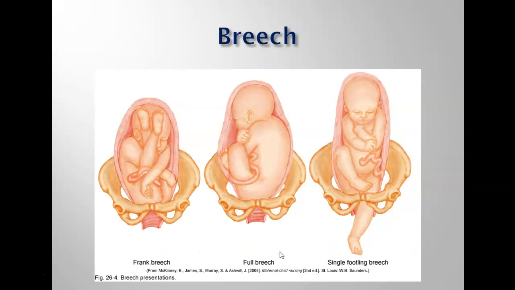In a breech presentation, you could have 3 different types of breech. You could have a frank breech, where the legs are straight up in a pike position. You can have a full, or what we call complete breech, where the baby's sitting with their legs crossed and their hips flexed. Or you could have a single or a double footling breech, where one foot or both feet are trying to come out of the pelvic opening. Now, in the cases of breech, we don't usually deliver a breech presentation vaginally.